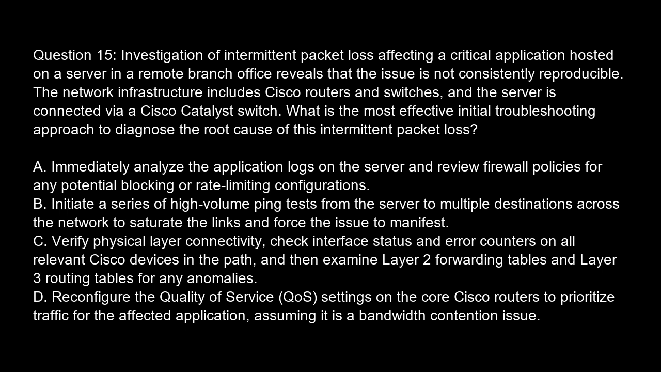Option C. Verify physical layer connectivity, check interface status and error counters on all relevant Cisco devices in the path, and then examine Layer 2 forwarding tables and Layer 3 routing tables for any anomalies. Option D. Reconfigure the quality of service, QoS, settings on the core Cisco routers to prioritize traffic for the affected application, assuming it is a bandwidth contention issue.